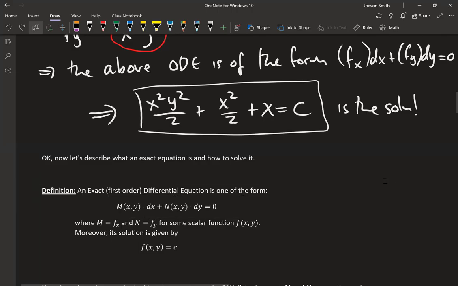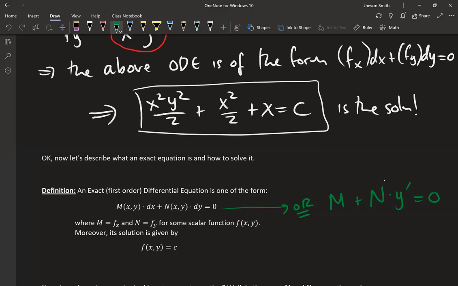So it's going to look like some function of x and y, which we call big M, times dx, plus some function of x and y, which we call big N, times dy. Of course, you can also rewrite this in another way, where it looks like M plus N times y prime equals 0, right? By just dividing through by dx, you can get it into this second form, okay?